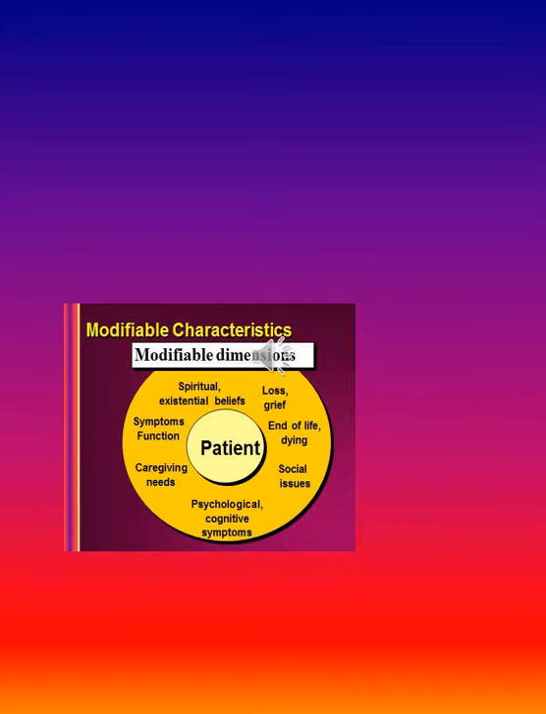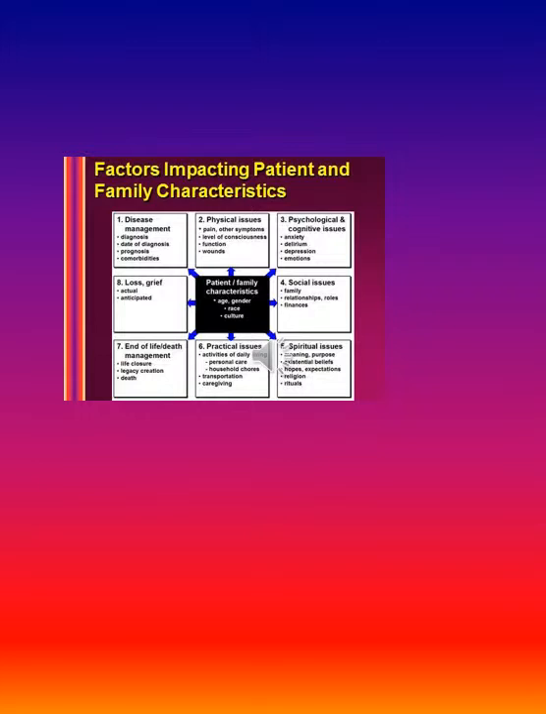Modifiable dimensions. Patient: systems functions, caregiving methods, psychological cognitive, social issues, spiritual beliefs, loss and grief, end of life. Factors impacting patient and family.